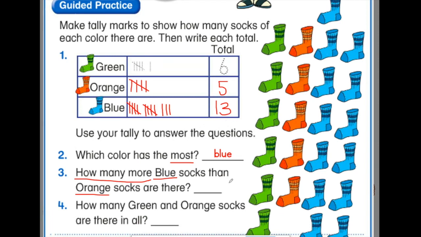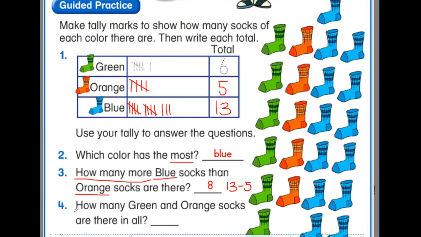So I'm going to start, and I'm going to write this small so that we can see. We have 13 blue socks, and all we need to do is compare that to the orange. And let's look back at our tally chart. The orange socks, there is a total of 5. So I'm going to do 13 minus 5. I want you to take a minute to think about your strategies and subtract 13 minus 5 and figure out how many more blue socks there are. When you do 13 minus 5, you should get an answer of 8. So there are 8 more blue socks than there are orange socks.